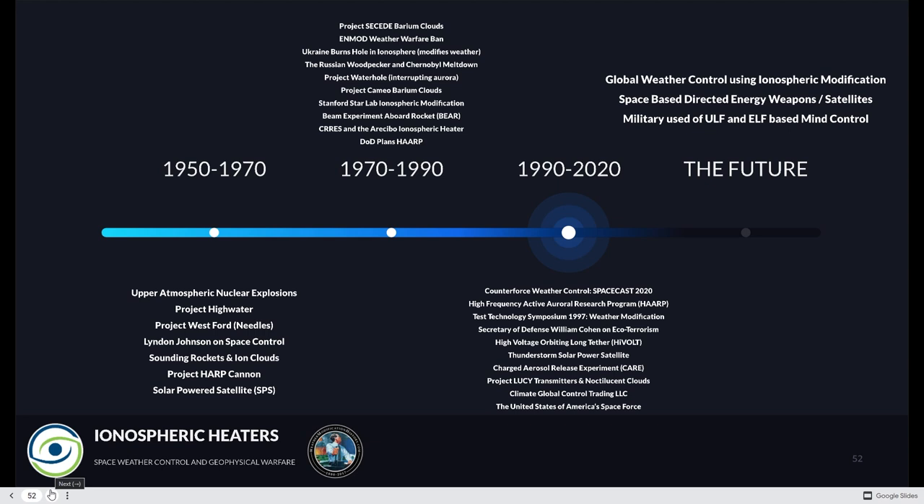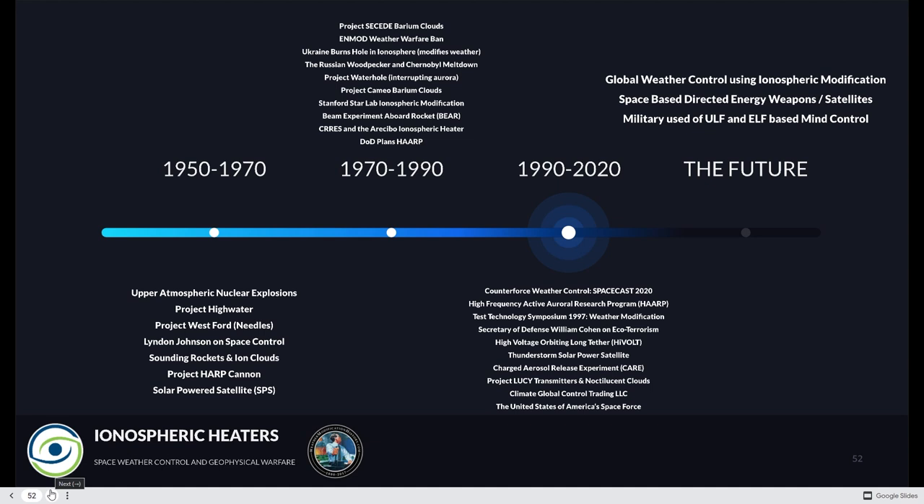Charged Aerosol Release Experiment, another sounding rocket experiment, Project Lucy Transmitters and Noctilucent Clouds, a.k.a. Project Lucy in the Sky with Diamonds, creating diamond dust clouds to reflect sunlight, mentioned in the last video, Climate Global Control Trading LLC. Check that out on ClimateViewer.com. They use ionospheric heating technology to steer hurricanes, so they say.